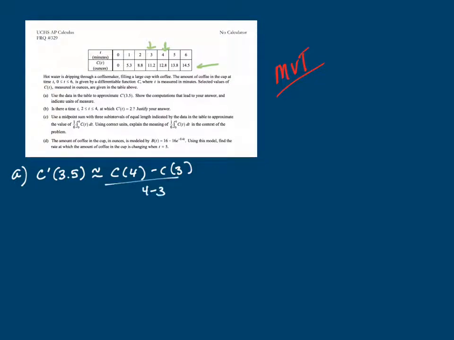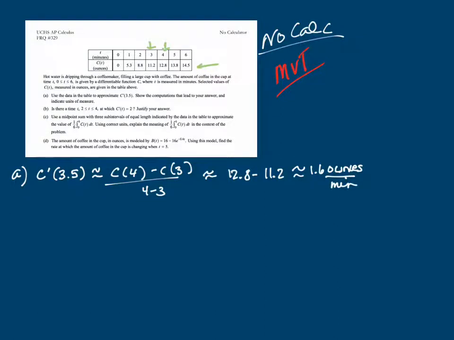Now this is a no calculator, so they gave you some easy math to do. So that's approximately equal to 12.8 minus 11.2. So that's approximately equal to 1.6. Now get the units. It's a rate. Ounces of coffee per minute. Okay, I had enough room for it that way.